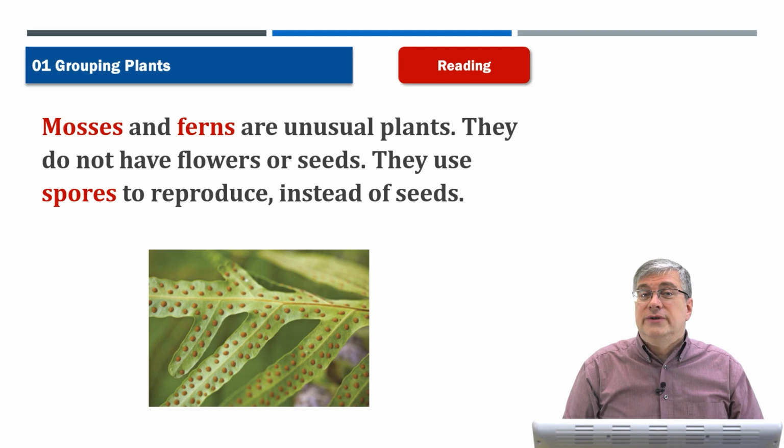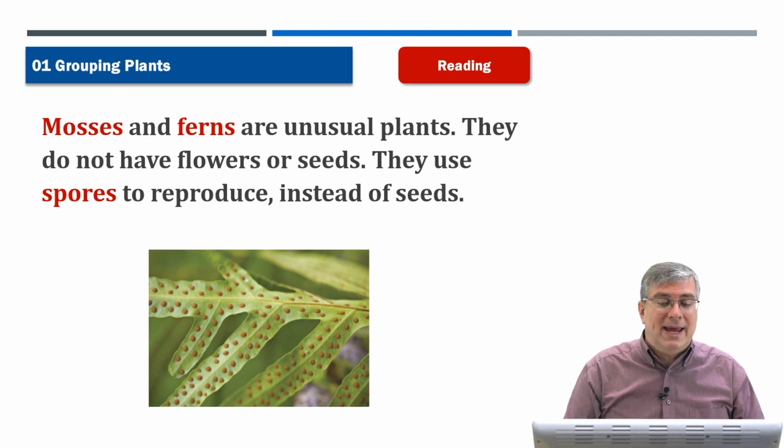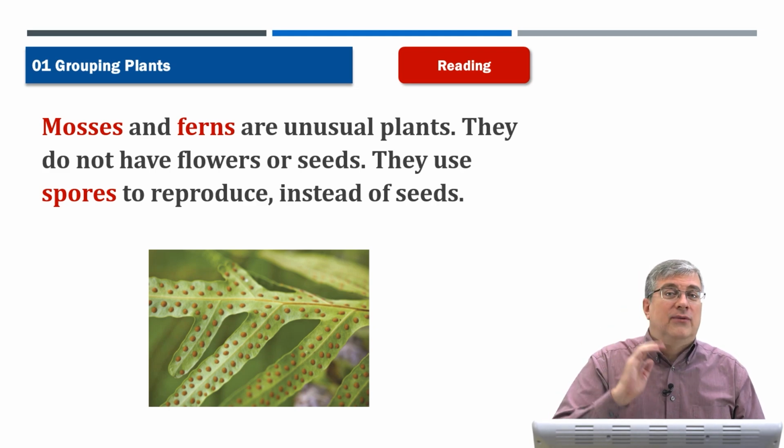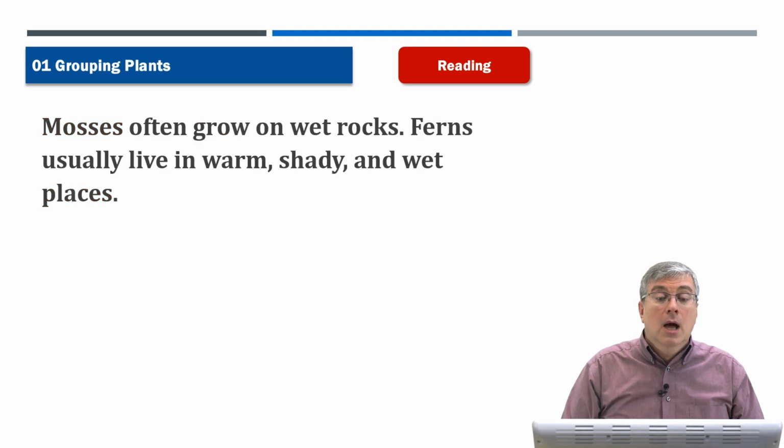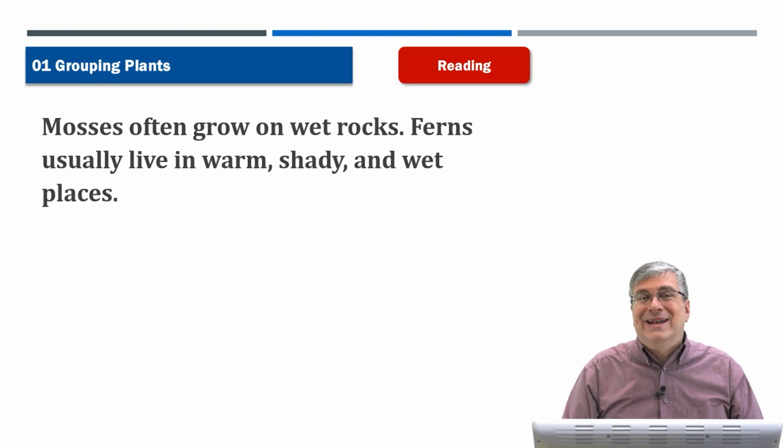Mosses and ferns are unusual plants. They do not have flowers or seeds. They use spores to reproduce instead of seeds. Mosses often grow on wet rocks. Ferns usually live in warm, shady, and wet places.